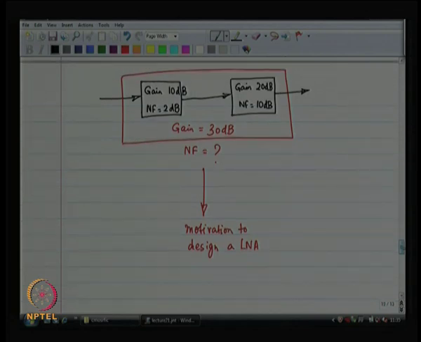We have got two blocks. The first one has a gain of 10 dB, noise figure of 2 dB. The next one has a gain of 20 dB, noise figure of 10 dB. Now, we know that the combined gain is 10 dB plus 20 dB, that is 30 dB. This is the combined gain of the system. Now, what is the noise figure of this?